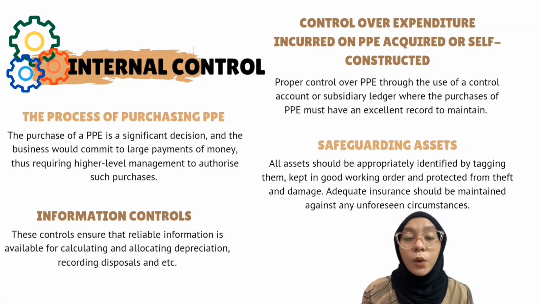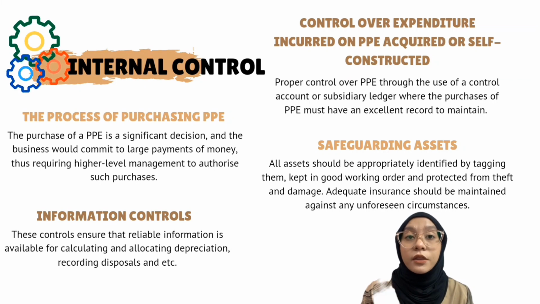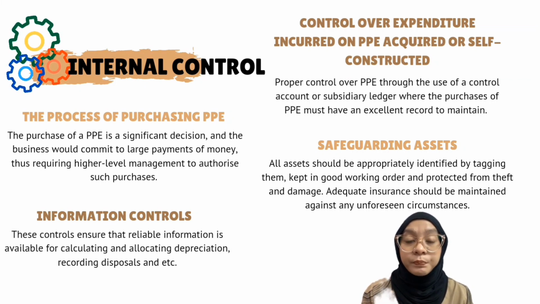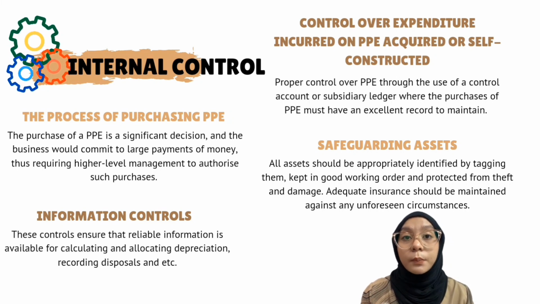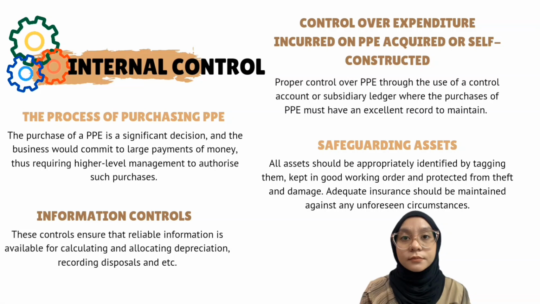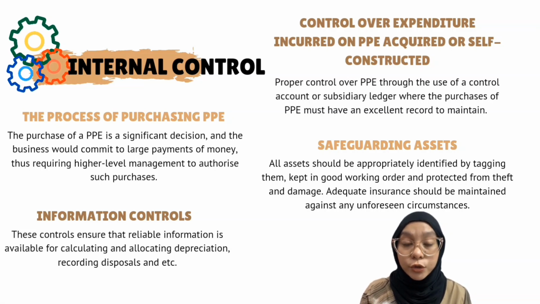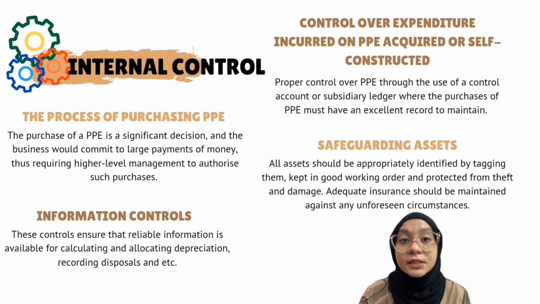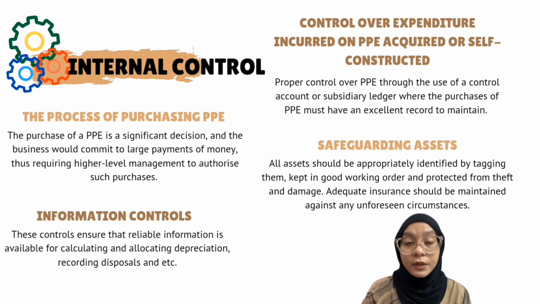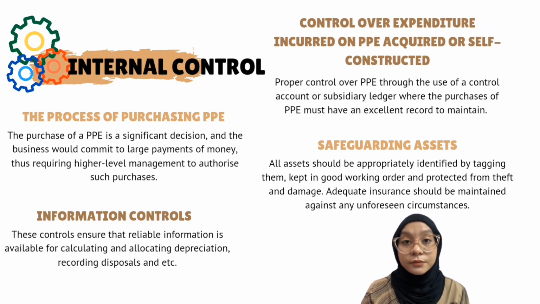For example, when a company wants to expand its production line and buy new machines, the budget to purchase the new machines must be in that financial year's budget, and they must go through a proper process to approve the purchase of the machines. Secondly is information controls. Information controls ensure that reliable information is available for calculation of property, plant and equipment, for example, the allocation of depreciation, recording disposals, and so on.